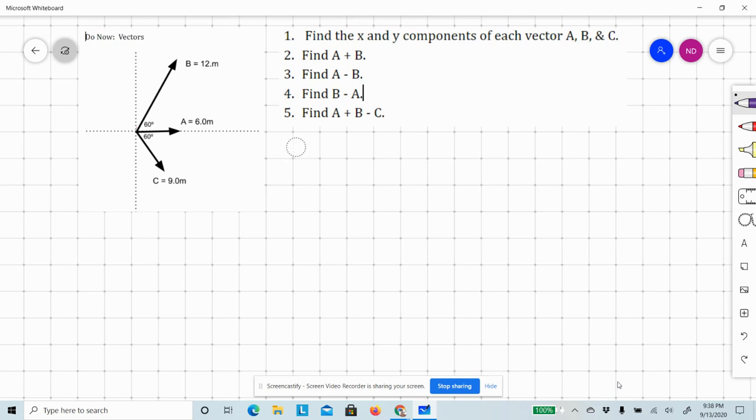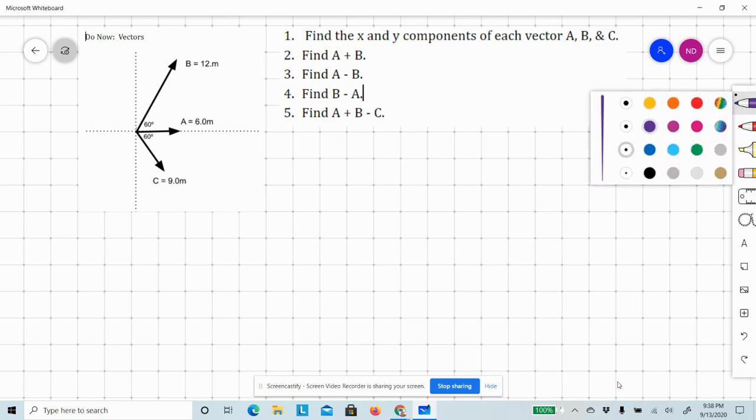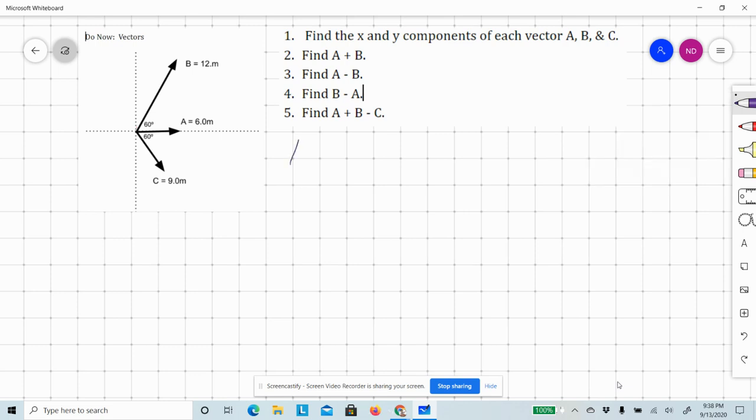A sub x. A is pretty obvious. It's just 6 meters. A sub y is also very obvious. None of that 6 is up or down, so that is just a 0.